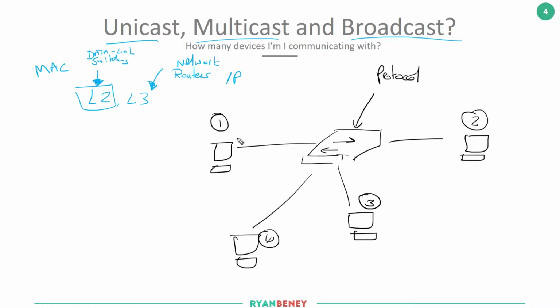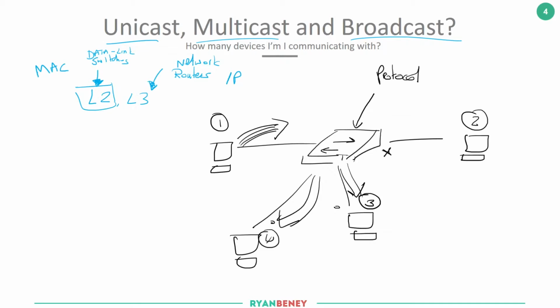Let's say, for example, PC1 is streaming some sort of video. What can happen is PC3 and 4 will be set up to listen to that video, so the switch would know to send that communication to 3 and 4, but not to 2. This is a multicast communication. So it's not to everyone, but it is to more than one.